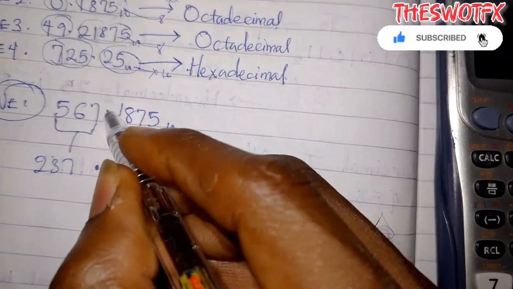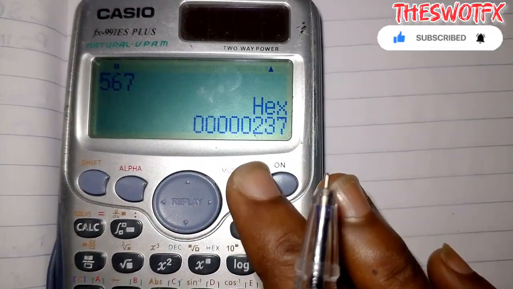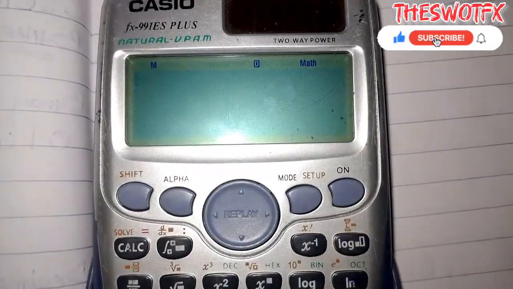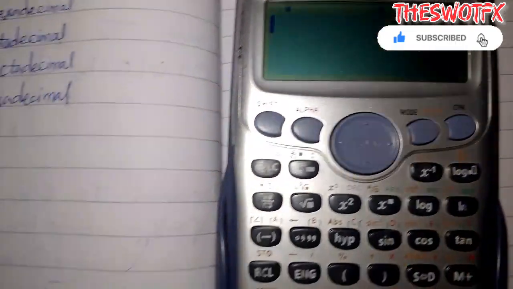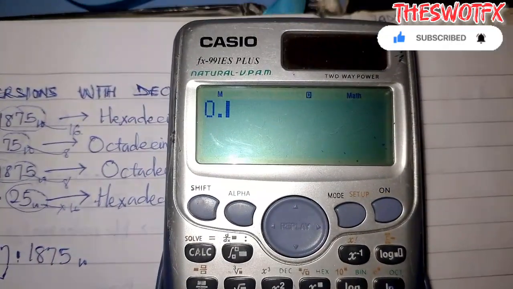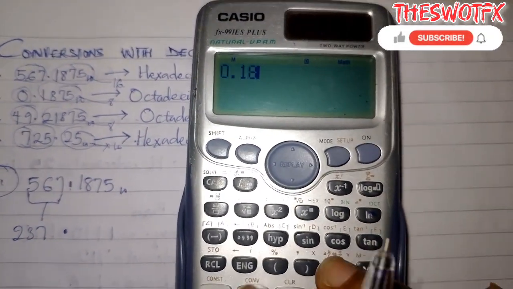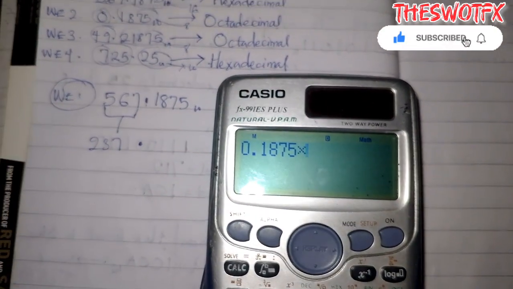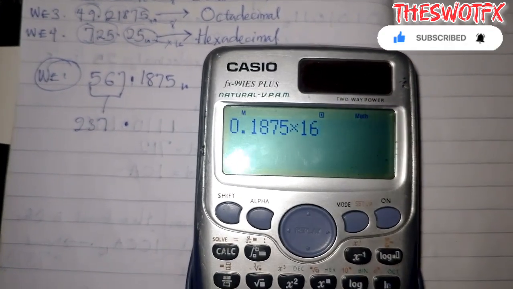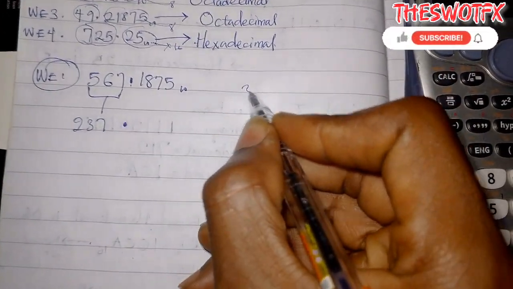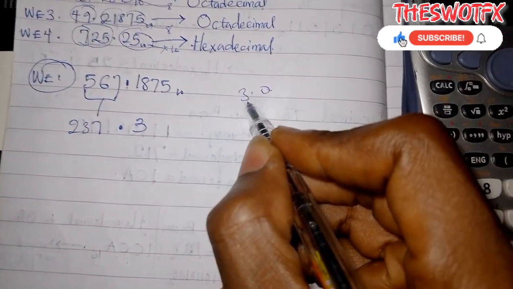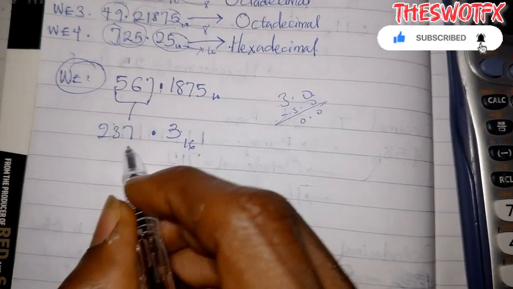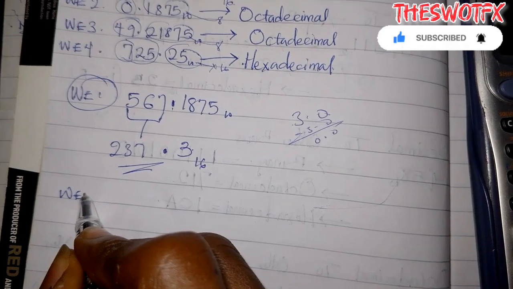What we're going to make use of is, I will change our calculator to computer mode, that's mode 1. Then we take 0.1875 and multiply by the base we are taking it to, base 16. So we have 3.0. Because we have 3.0, we put 3 and subtract this 3, you have 0.0. So we stop here. That's the answer in base 16.